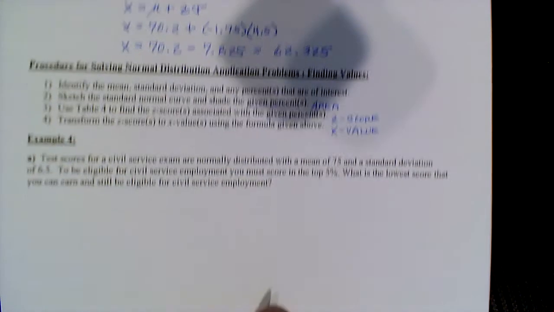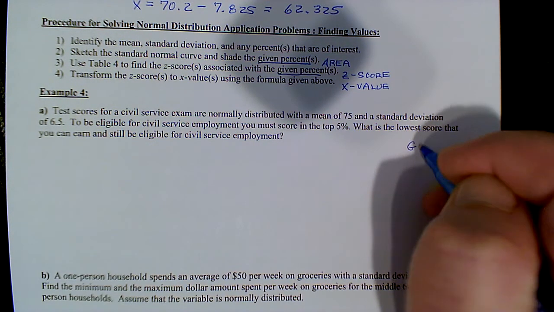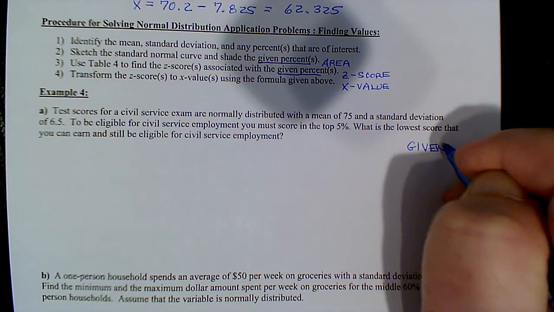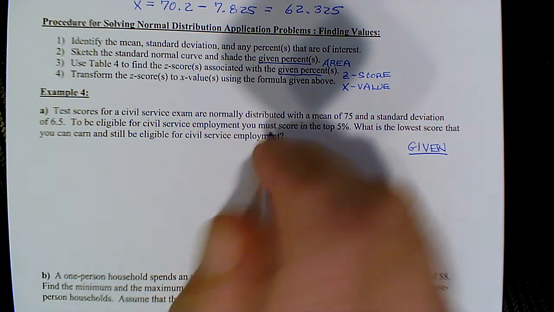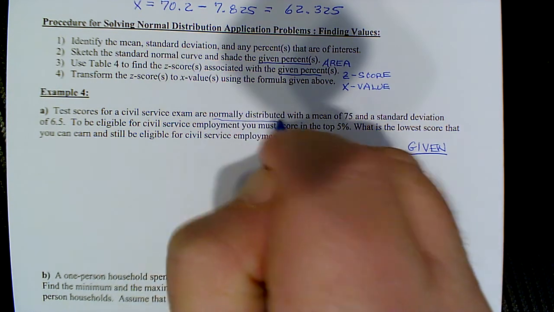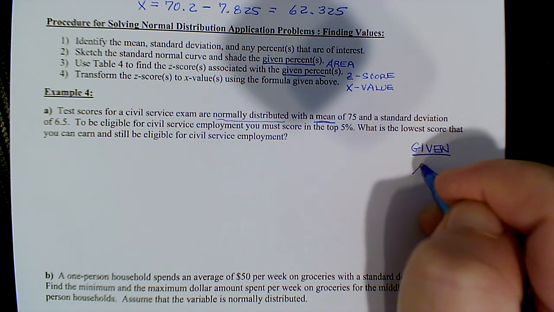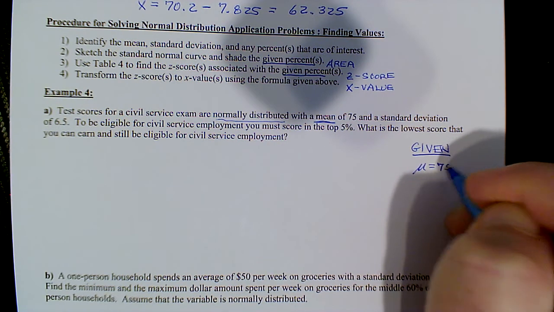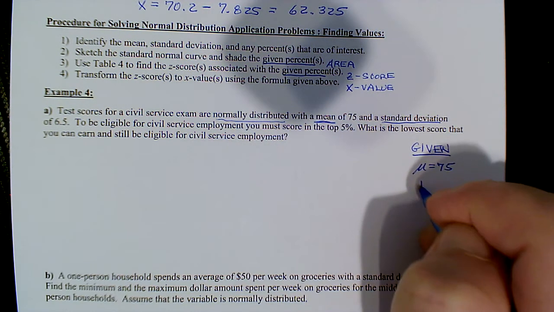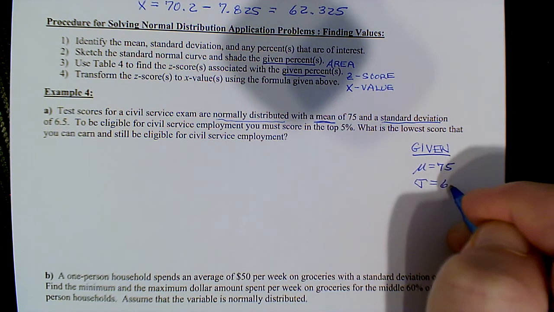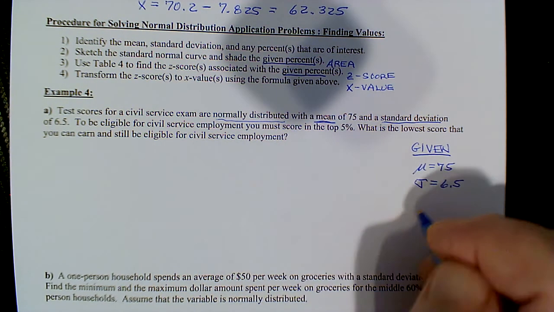Alright, so let's lay out this problem. Off to the side, I'll write the givens. So test scores for an exam, normally distributed, pretty much always mentioned, right? Mean, 75, so mu is 75. Standard deviation of 6.5, so sigma is 6.5. We want the top 5%.